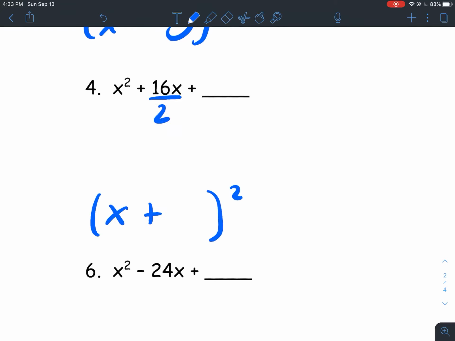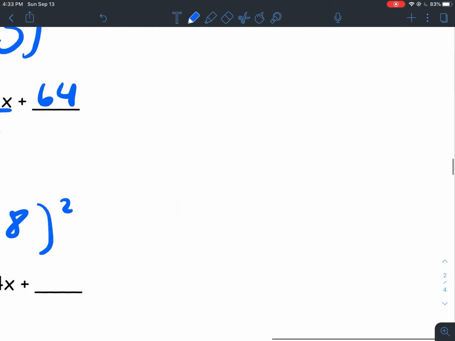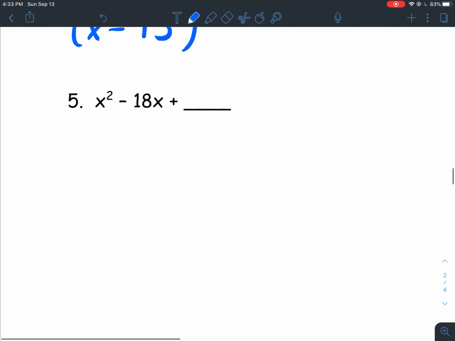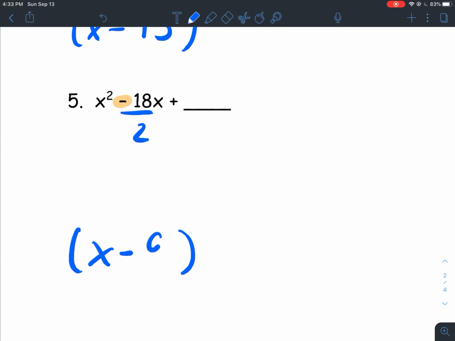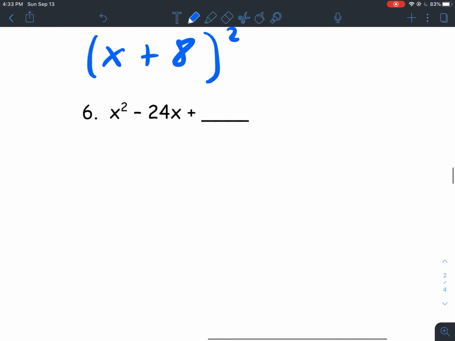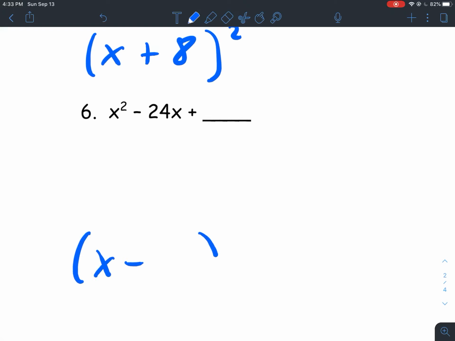We write it as a perfect square. We get x plus. Our a is going to be 16 divided by 2, which is 8. So our missing part is going to be 64. If we write this as a perfect square, we get x minus. And 18 divided by 2 is going to give us 9. And we get 81. We've got our last one. This is going to be another x minus. 24 divided by 2 is 12.